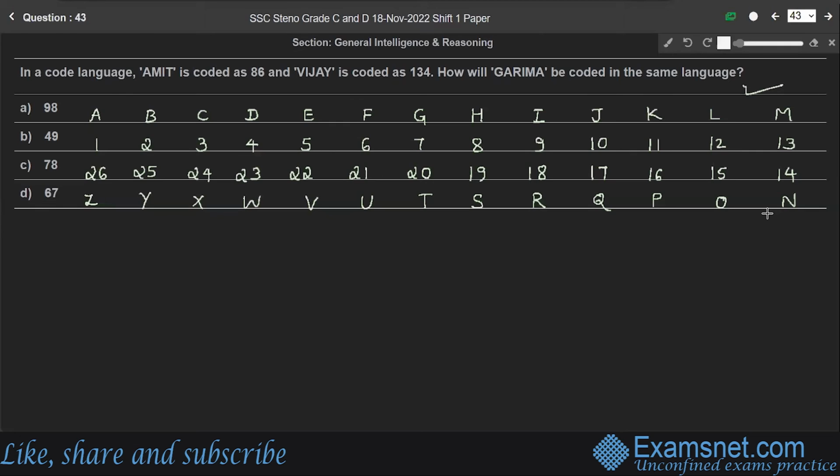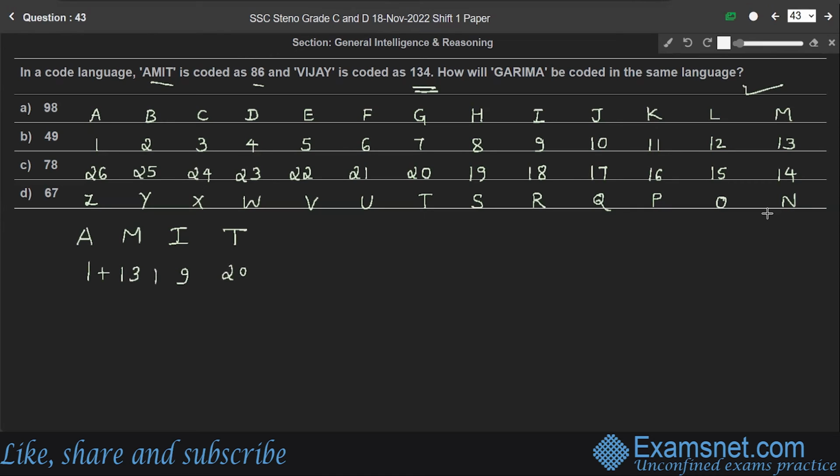Question 43. In a code language, Amit is coded as 86, Vijay is coded as 134. How will Garima be coded in the same language? So we'll write the positional values of each word. Amit, A-M-I-T. The positional value of A is 1, of M is 13, I is 9, T is 20.